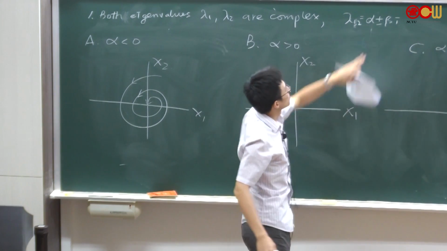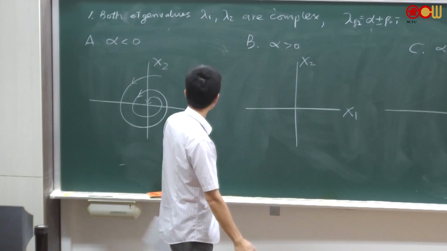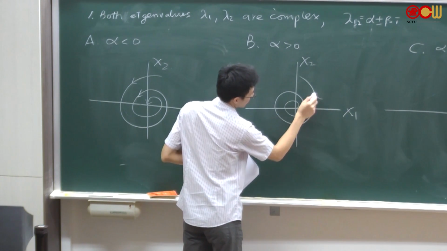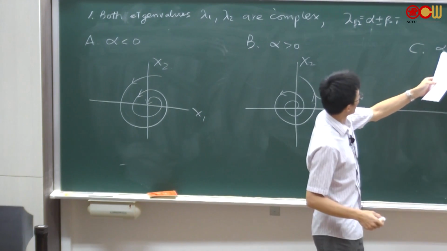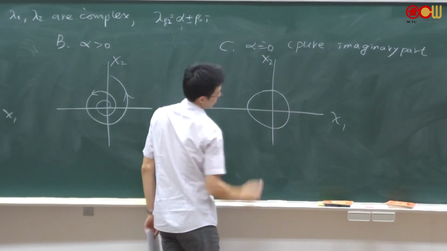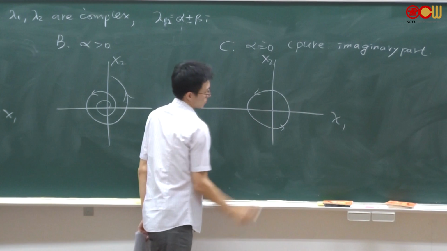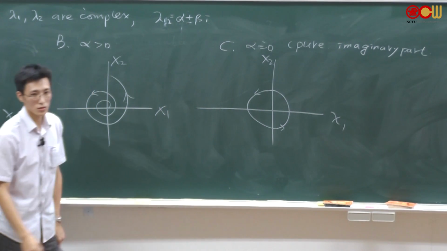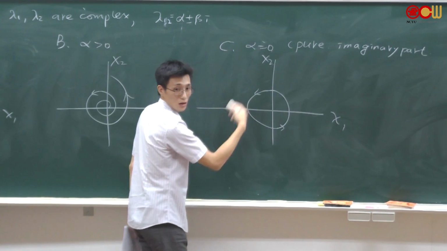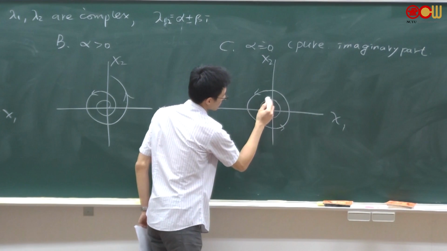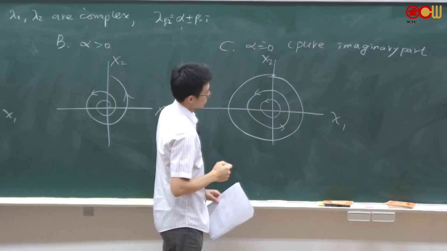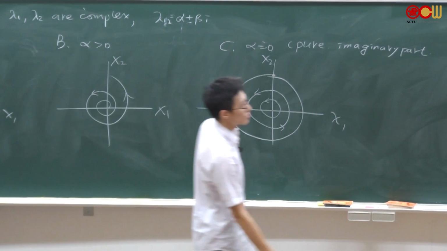If the real part is positive, they will be unstable. So it goes outwards. And for alpha equal to 0, with a purely imaginary part, there will be some limit cycle oscillation. Okay, it's always in here. It doesn't go anywhere. Or in here, depending on the initial condition. If the initial condition is here, you will go around this circle for all time. So this is the second case.